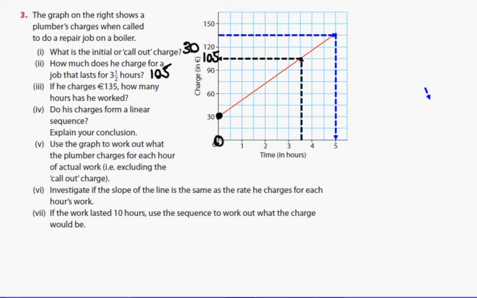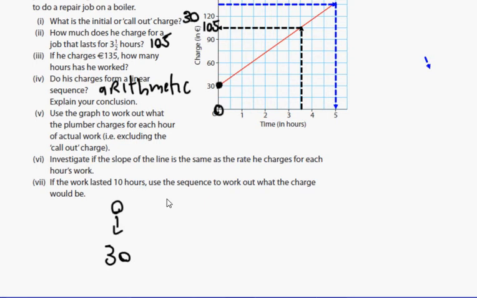Does his charge form a linear sequence? What's another word for a linear sequence? Anybody? Arithmetic series, okay? And also spell arithmetic properly would be a good idea. Alright, so let's figure this out, okay? 0 hours is 30, right? 1 hour is worth how much? 45.